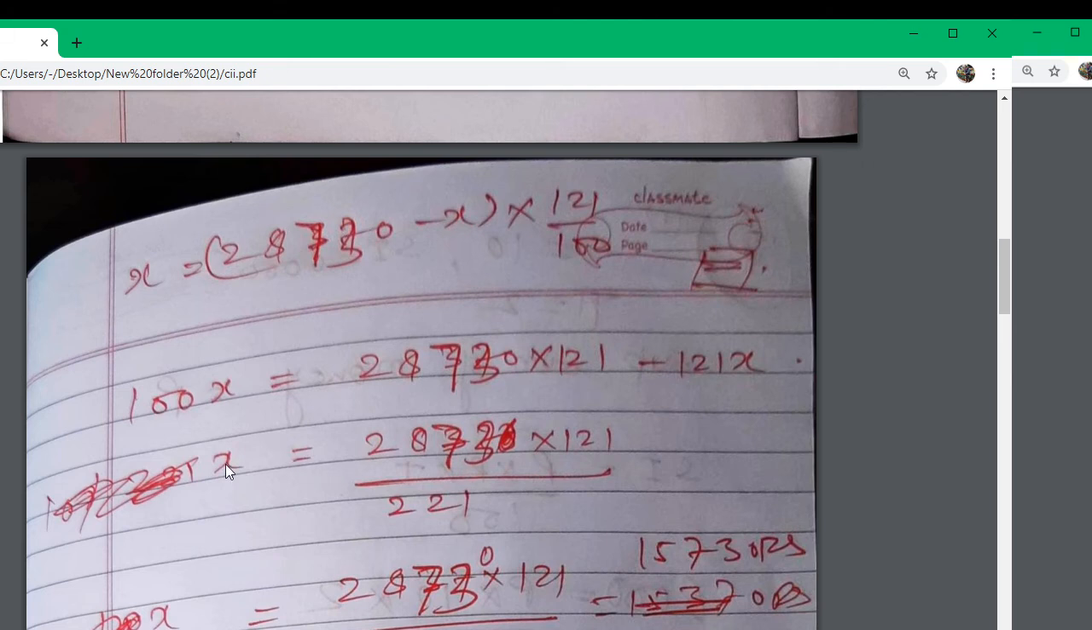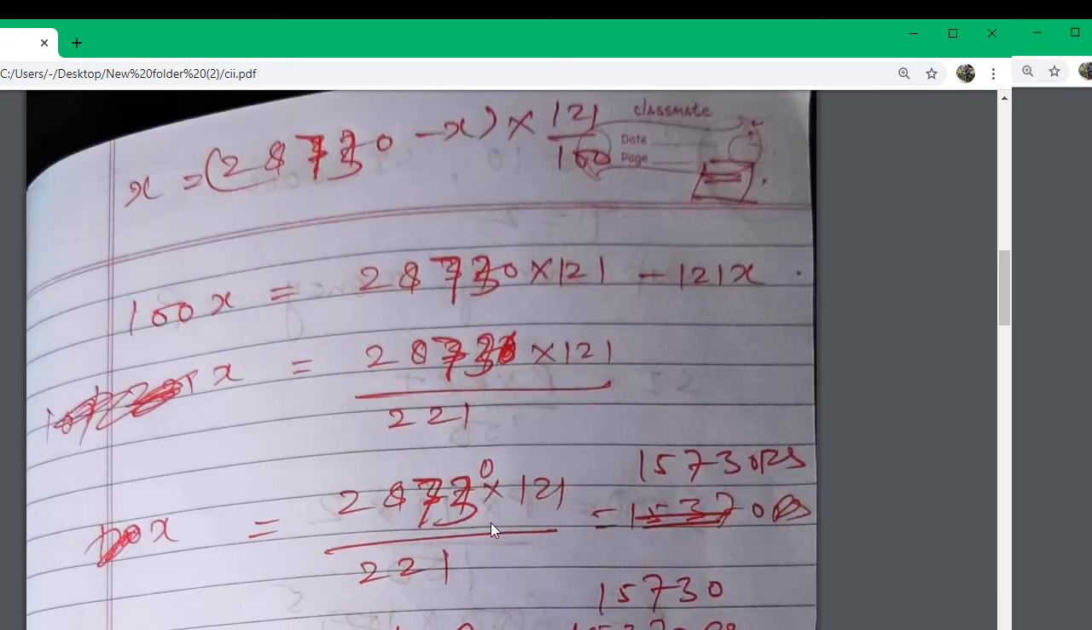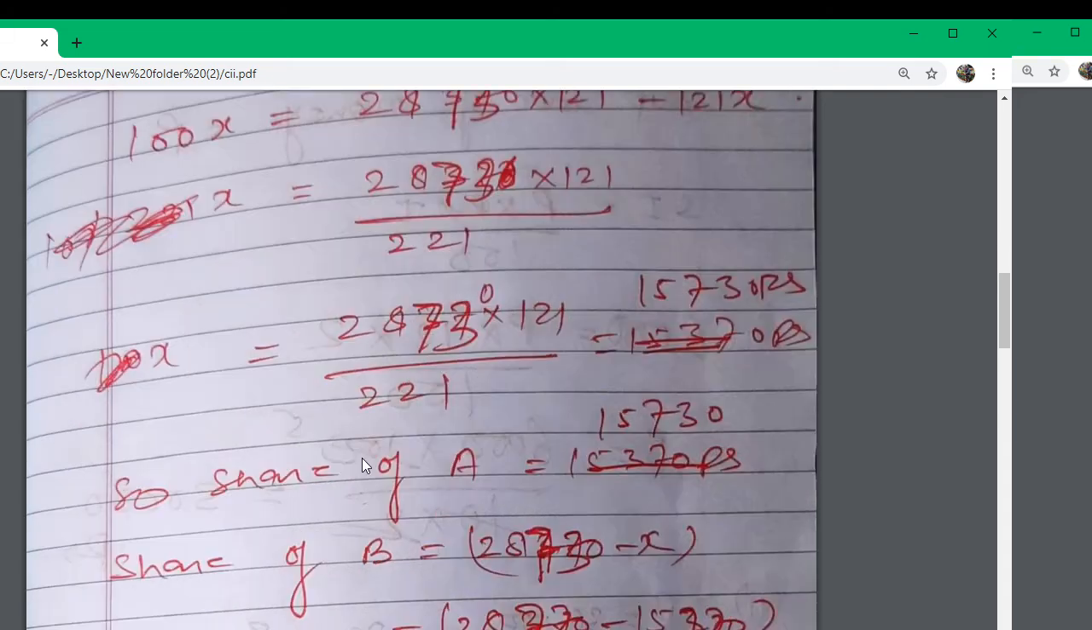So when 121 is multiplied with 28730, this becomes 28730 into 121 minus 121 into x. So now x is equal to 28730 into 121 upon 221. Why? Because when this minus 121 goes to this side, 100 plus 121 will become 221. So x is equal to 28730 into 121 upon 221. When you divide this whole, you will get the answer 15,730. So the value of x is 15,730.